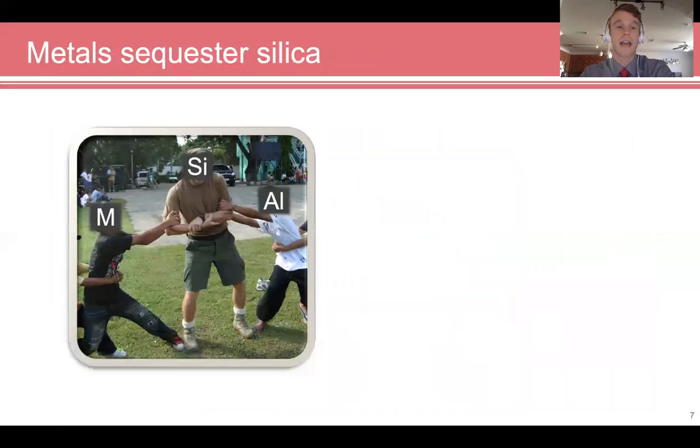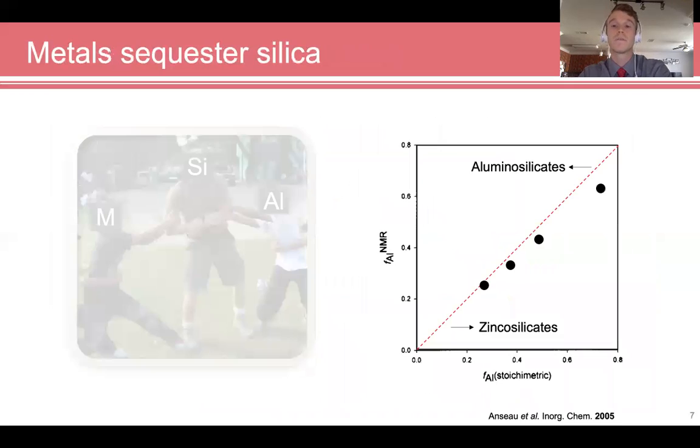So what we effectively have is that these metals are competing with aluminum to bind with silicon in solution. And we know from previous studies that zinc will win out in this tug of war over aluminum. And we think this holds the key to understanding why some of these transition metals are suppressing zeolite nucleation rates. Basically, we have zinc sequestering silicon in solution, forming oligomers that are less amenable to zeolite nucleation than aluminosilicates.